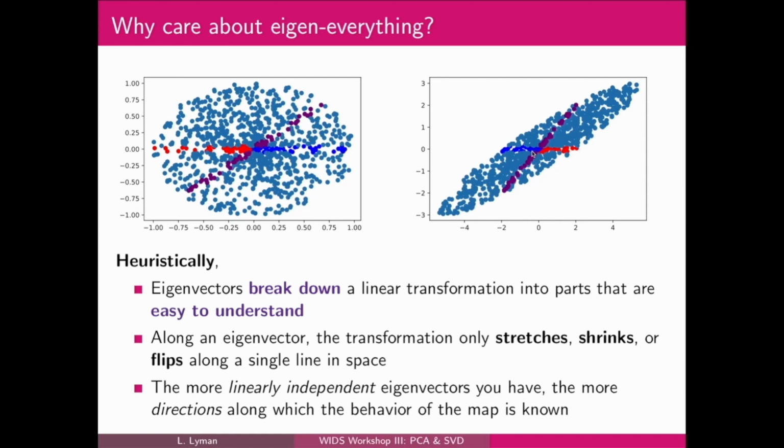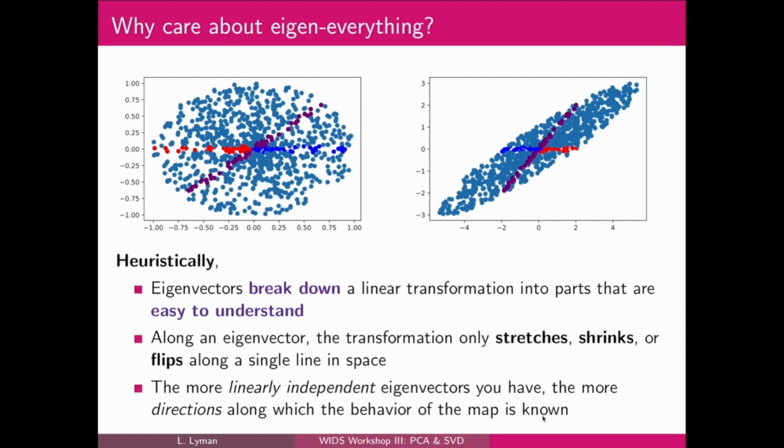Similarly, we can examine what occurs along the eigenvector 1, 0. These points were doubled in length and flipped across the y-axis, which is consistent with the eigenvalue lambda equal to negative 2. The more linearly independent eigenvectors we have, the more directions along which we understand the behavior of a given linear transformation.